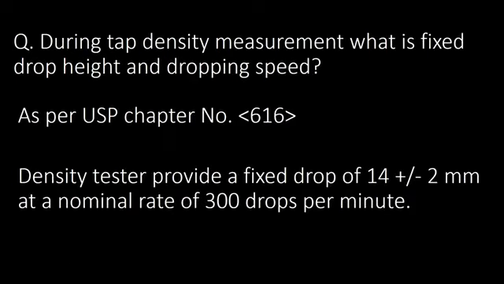During tap density measurement, what is the fixed drop height and dropping speed? As per USP chapter number 616, the density tester provides a fixed drop of 14 plus or minus 2 mm at a nominal rate of 300 drops per minute.